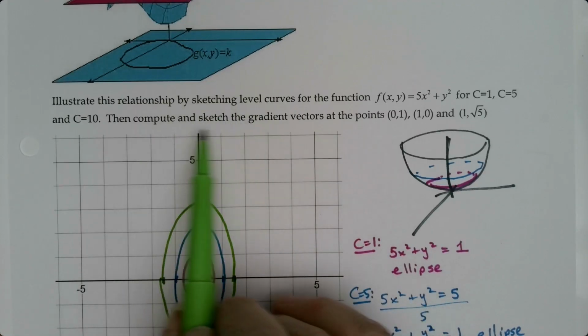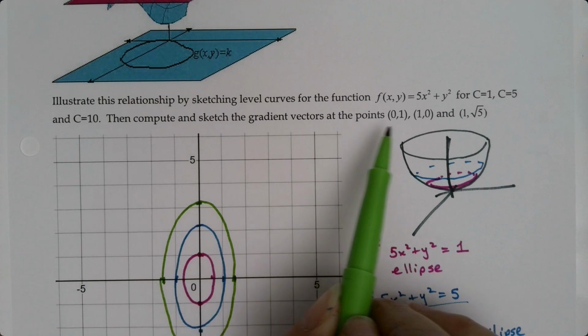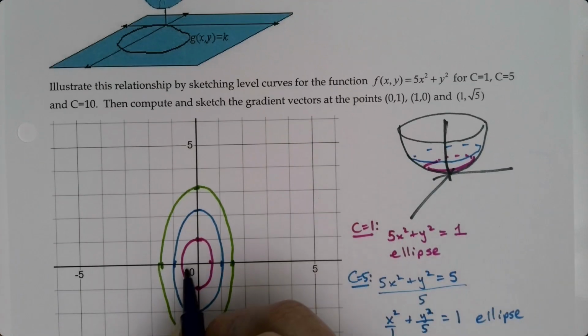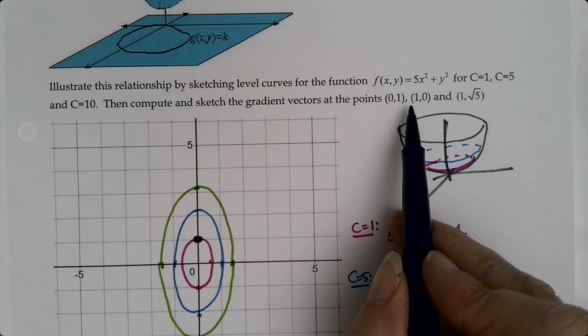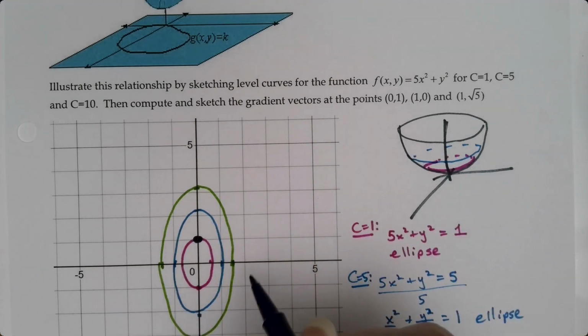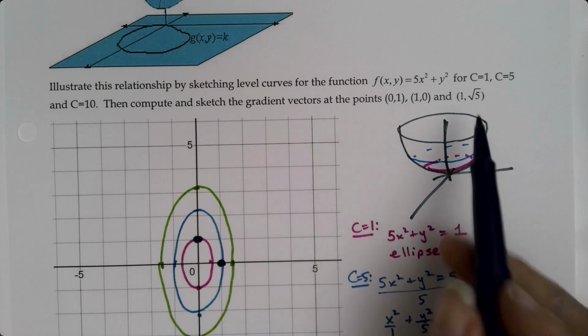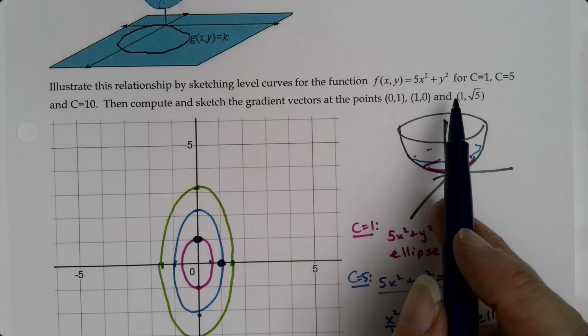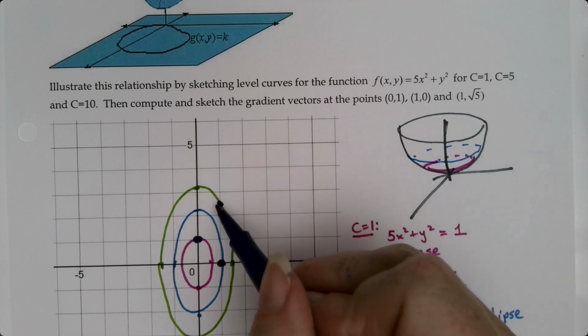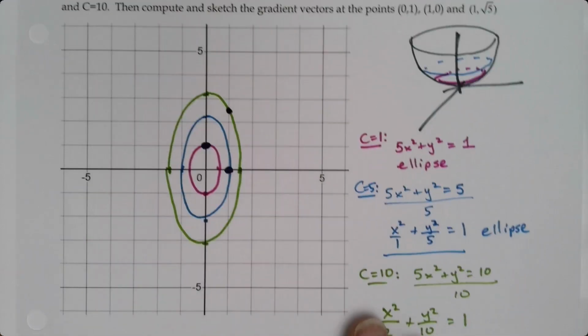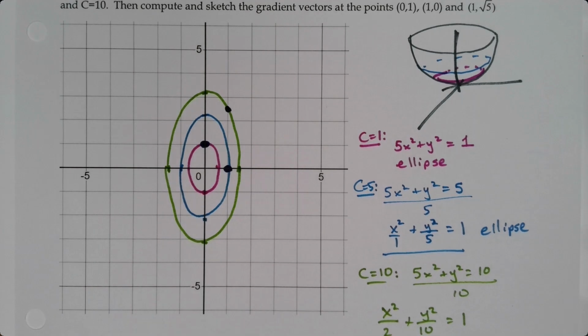We're going to compute and sketch the gradient vectors at points (0, 1), (1, 0), and (1, square root of 5). So let's find those points. (0, 1), which is right here. (1, 0), which is over here. And (1, square root of 5), which is over 1 and up the square root of 5. So it's about there. Okay, so those are the 3 points.